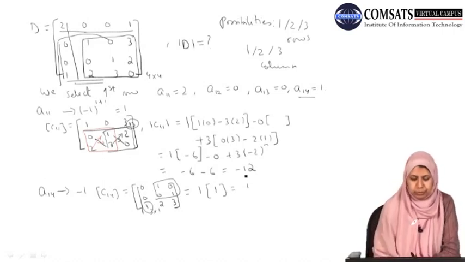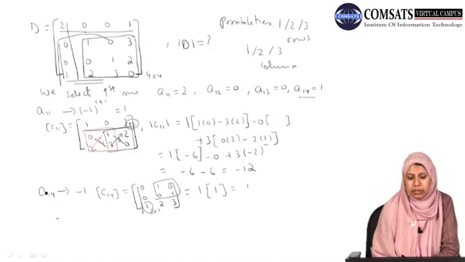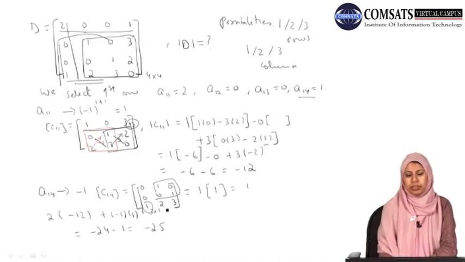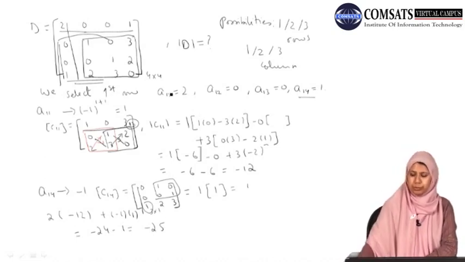Now the next step is to multiply these cofactors with their respective entries. That is, A11 is 2 into the cofactor minus 12, and the entry A14, which is 1, with the cofactor minus 1. Adding them, we obtain that the determinant of this matrix of order 4 by 4 is minus 25.